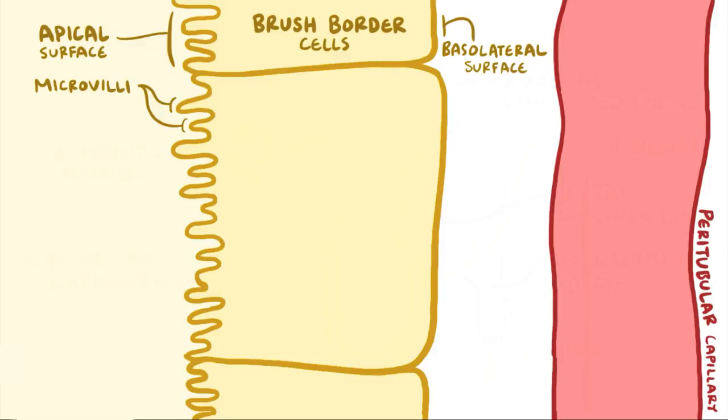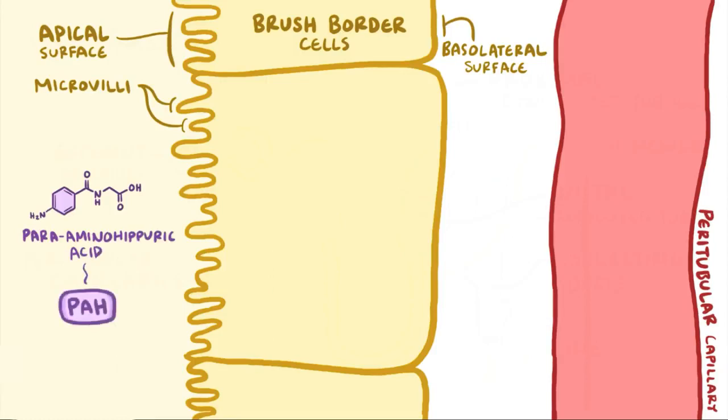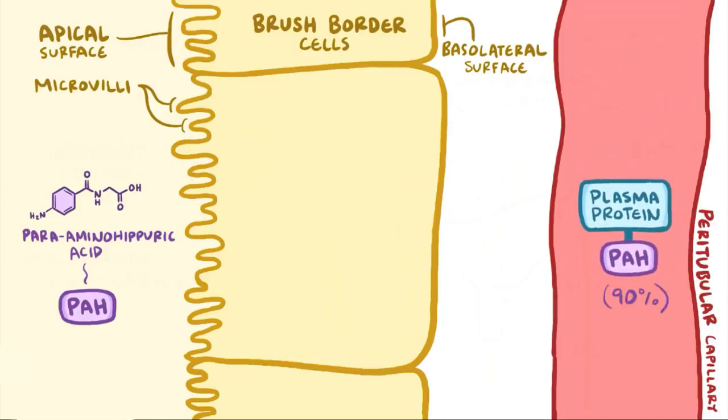Alright, so one substance that's filtered out of the glomerulus and into the tubule is para-aminohippuric acid, or PAH for short. Actually, para-aminohippuric acid is an organic acid, and about 90% is bound to plasma proteins. So really only the unbound 10% can pass through the glomerular capillaries. Essentially, the higher the unbound PAH concentration, the more PAH will get filtered.